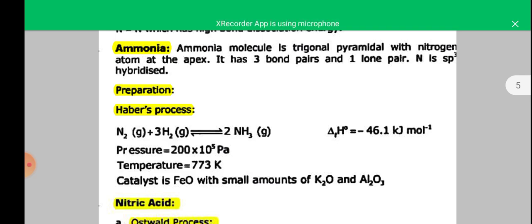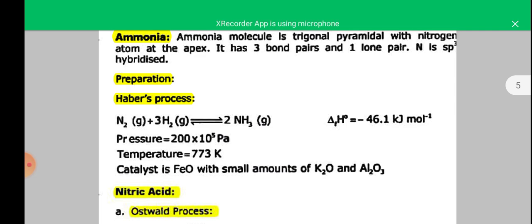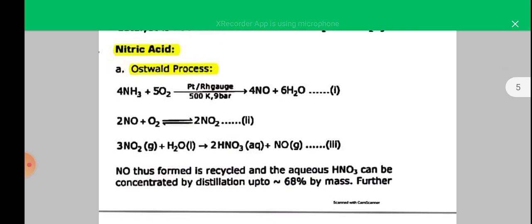Now the method of preparation of ammonia using the Haber process. In the Haber process, nitrogen gas reacts with hydrogen gas, N2 + 3H2, to give ammonia, 2NH3. In this reaction, iron oxide acts as catalyst, and a small amount of K2O and Al2O3 is also used. Chemical reactions of ammonia are given in the syllabus. Reaction of ammonia with copper, you have to read from your book, it is not given in this PDF. And nitric acid is also given in the syllabus.